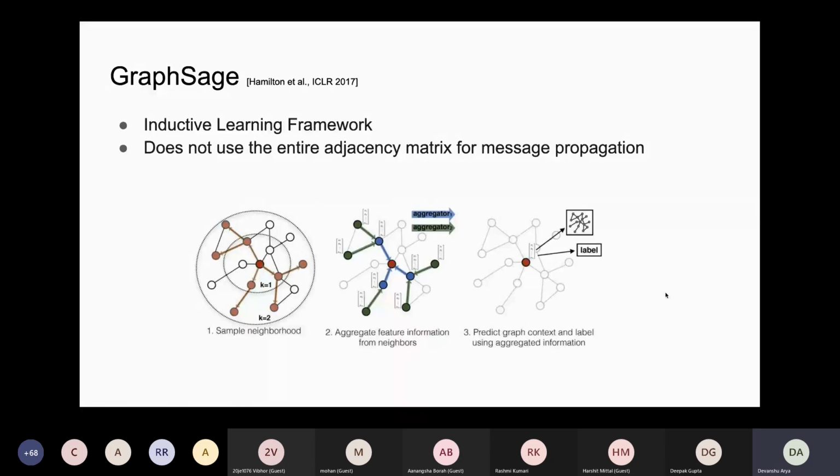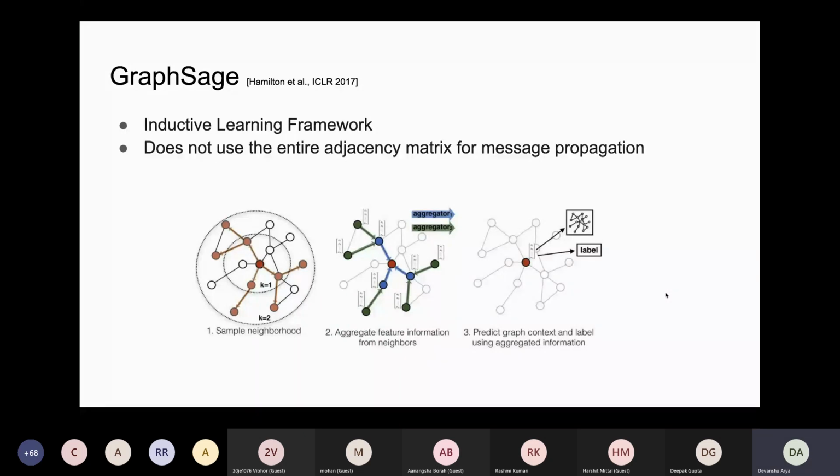One of them is GraphSAGE, which again came in 2017. This architecture was the first one to introduce inductive learning on graphs. And how it does it is it does not use the entire adjacency matrix for message propagation. What it does is basically it samples the neighborhood. So it's a very algorithmic way of doing it. It does it recursively. Let's say you have the red node, it will take a subset of its neighborhood and aggregate the message from that subset to the red node, and then it will pass to the other node.